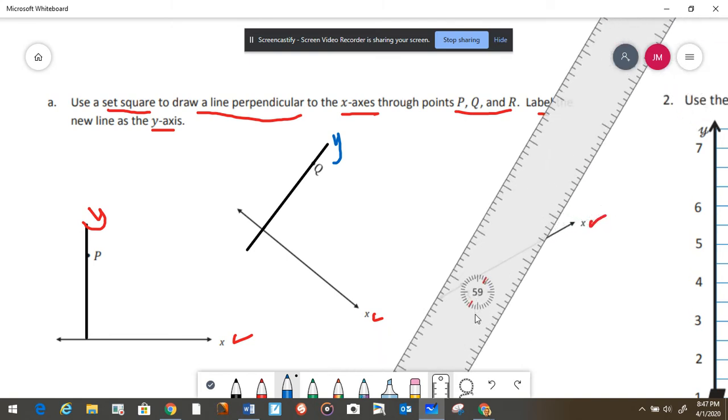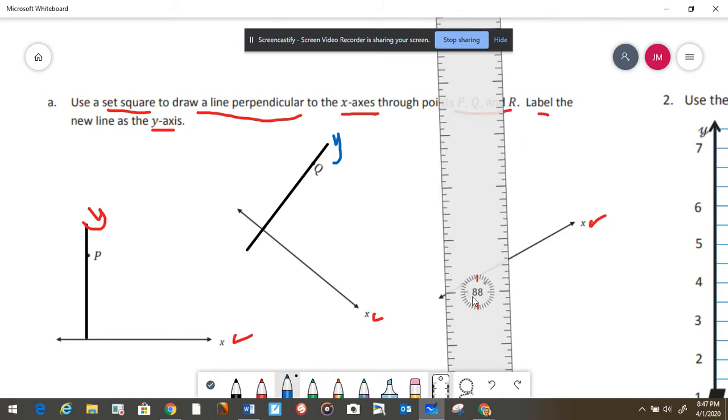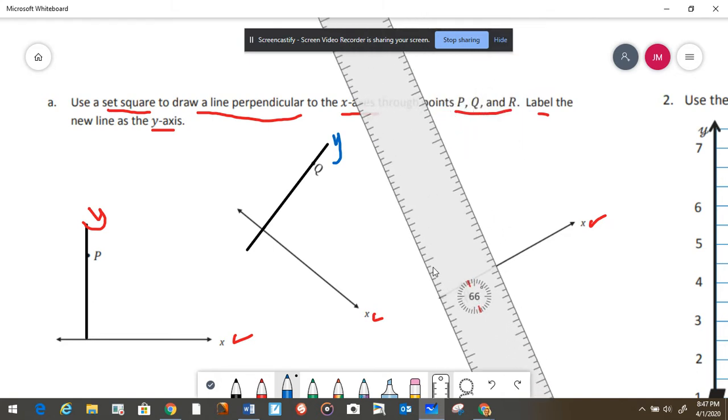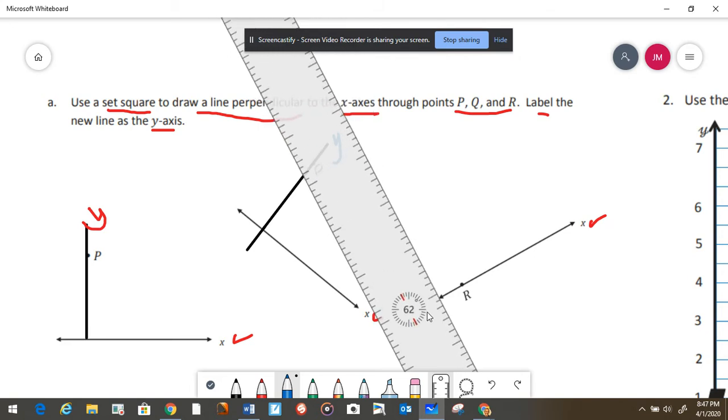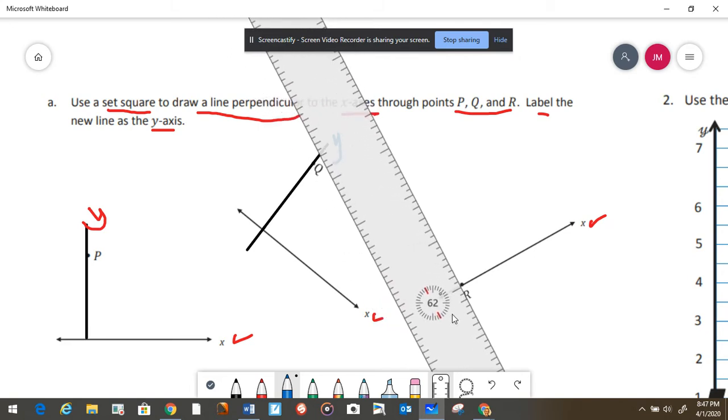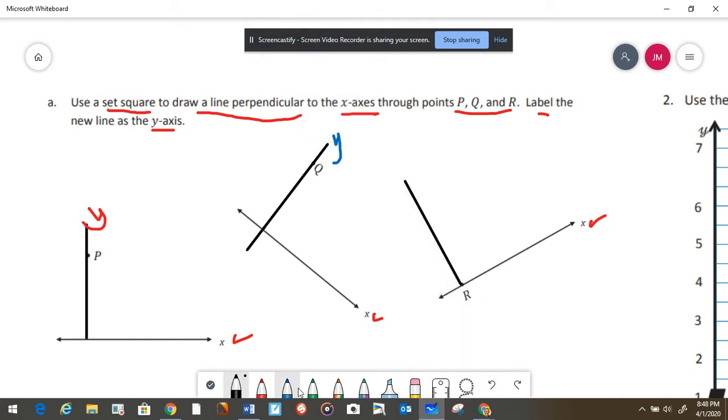Our last perpendicular line has to go through the point R and the x-axis. Let's look at this right here. I think that looks like a 90-degree angle. Let me grab my marker and create another perpendicular line. There you go. Once we're done with it, we just have to label this axis the y-axis. So now you know what perpendicular lines are.